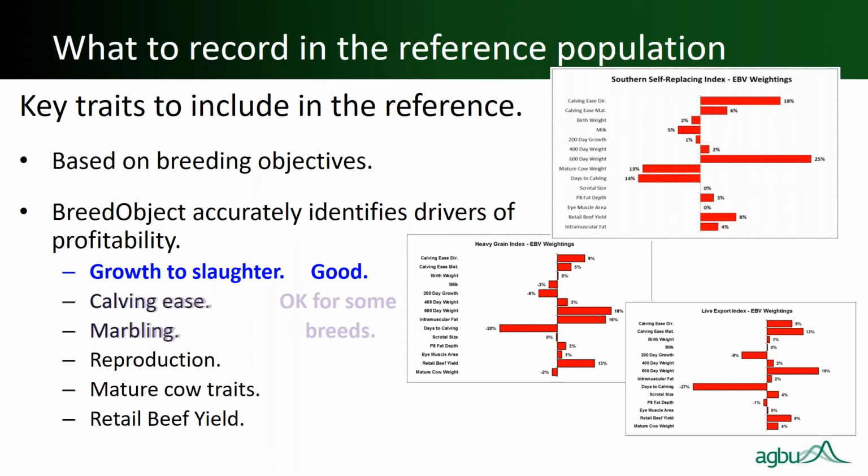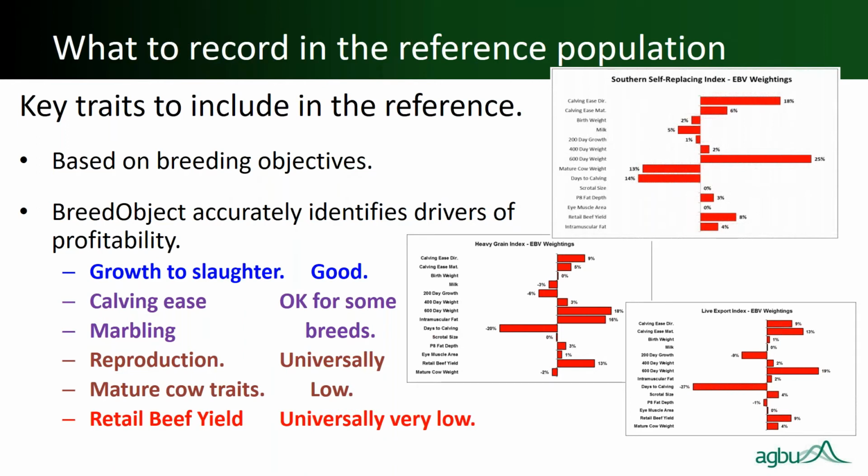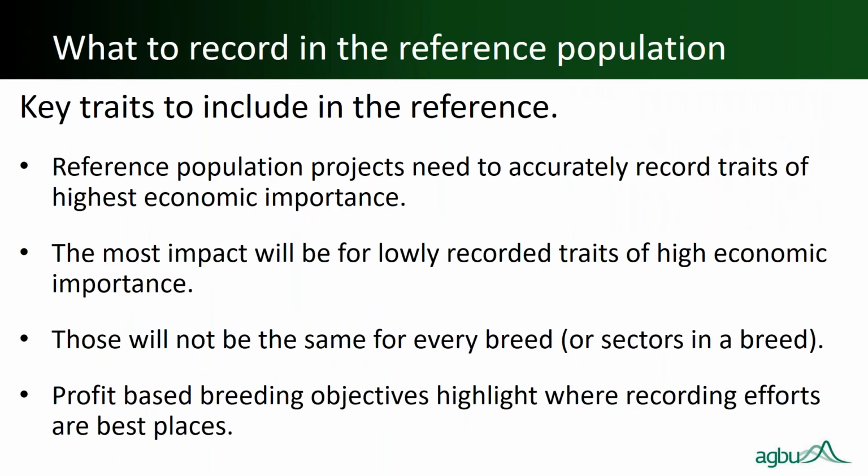For our growth traits, generally they're pretty good. Our calving and marbling traits are not too bad for the breeds that put importance on those. Reproduction and mature cow traits, in contrast, are relatively lowly recorded, and yield is not well recorded. We've got to go back to the CRC before we see good levels of recording for yield, and it's an area that we're focusing on at the moment.